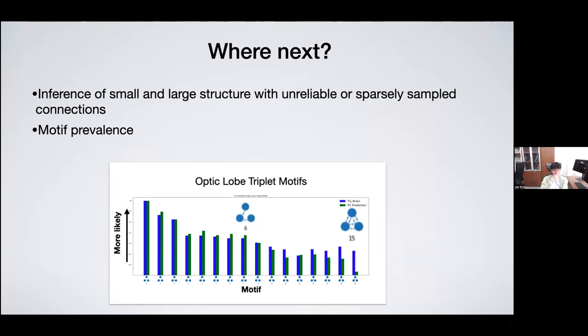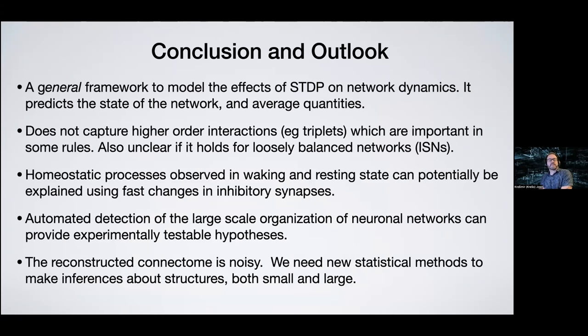So, a general framework to model the effects of STP on network dynamics. That was the first part. The important thing is it does not capture higher order correlations, but I hope to demonstrate that it can serve as a model for the homeostatic processes that we observe in actual awake behaving monkeys, or in the same monkeys during rest. So this relatively abstract theory can actually be applied, and it seems to work relatively well, again, to generate hypotheses that will have to be followed up by the experimentalists.